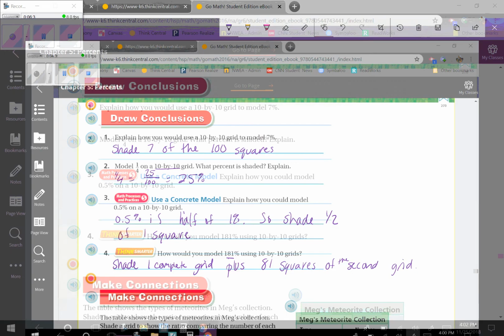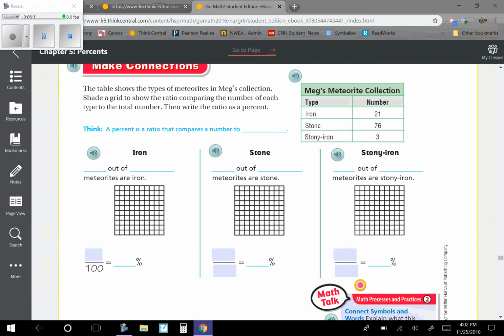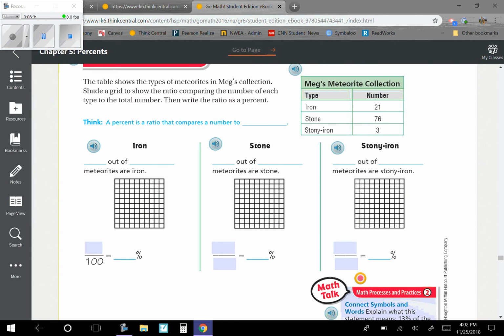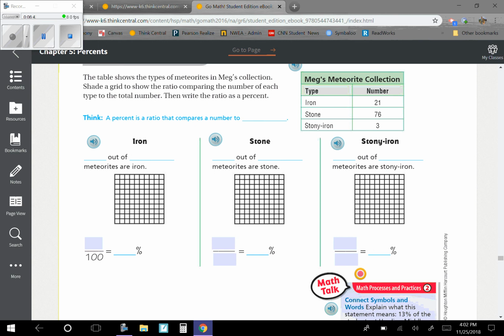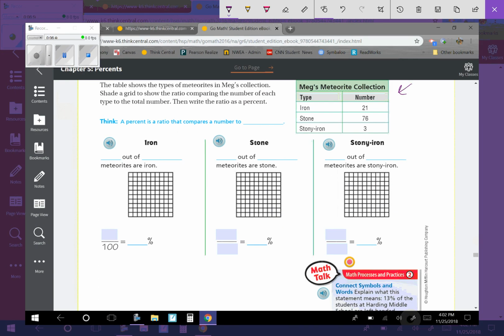Okay, let's look down here at make connections. It says the table shows the types of meteorites in Meg's collection. Shade a grid to show the ratio comparing the number of each type to the total number. Then write the ratios as a percent. Looking at Meg's meteorite collection, we need to remember that a percent is a ratio that compares a number to 100. If we're looking at iron, the number is 21. So 21 out of 100 meteorites are iron. So 21 out of 100 is 21%.